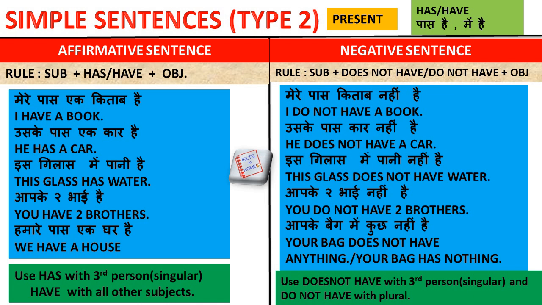इस गिलास में पानी नहीं है. This glass does not have water. This glass is the subject, and according to the rule we use does not, because this glass is singular, we are talking about one glass, so that's why we use does not have, and then our object, that is water.